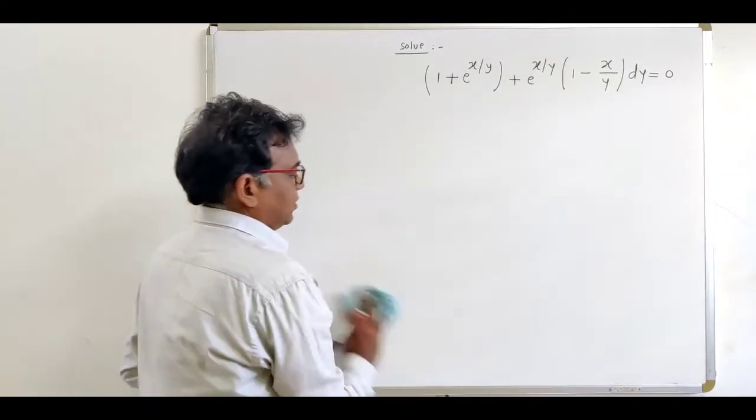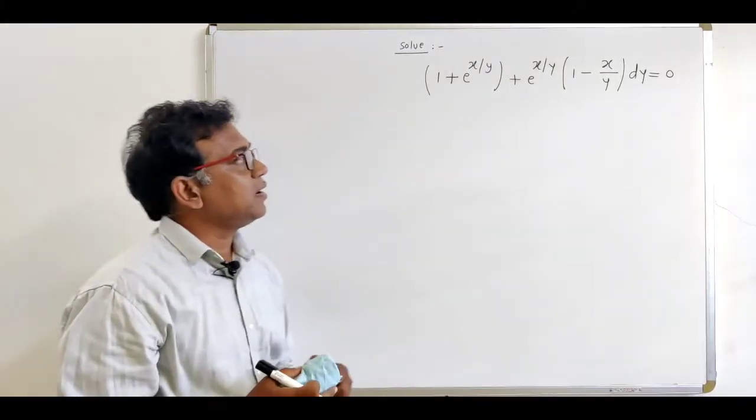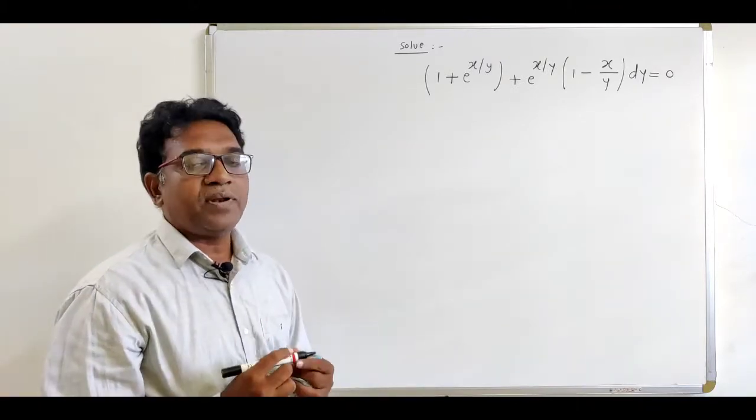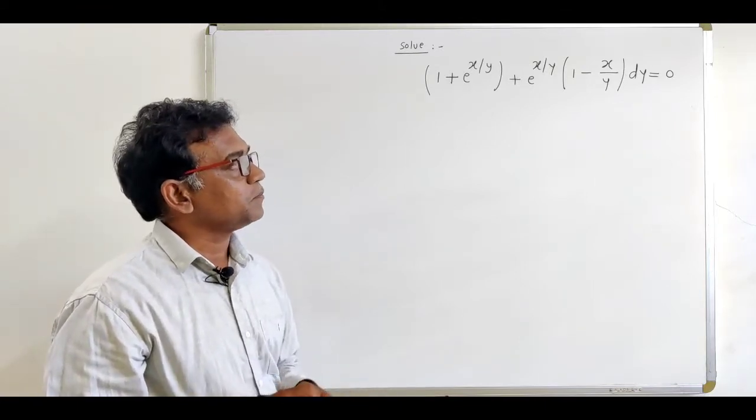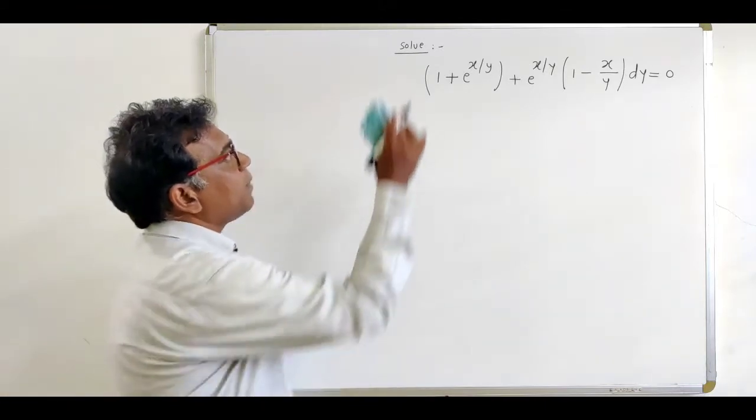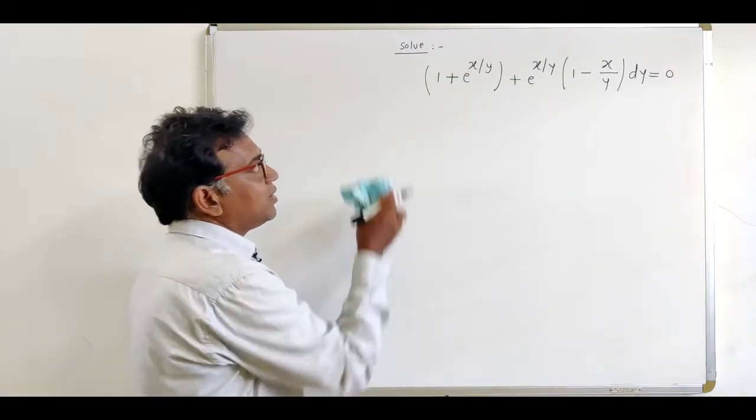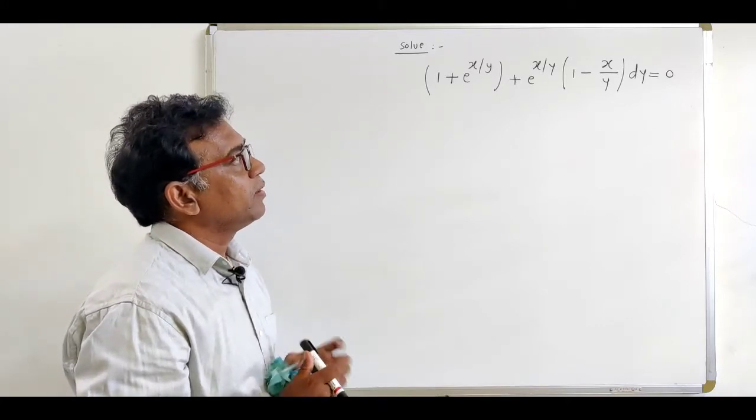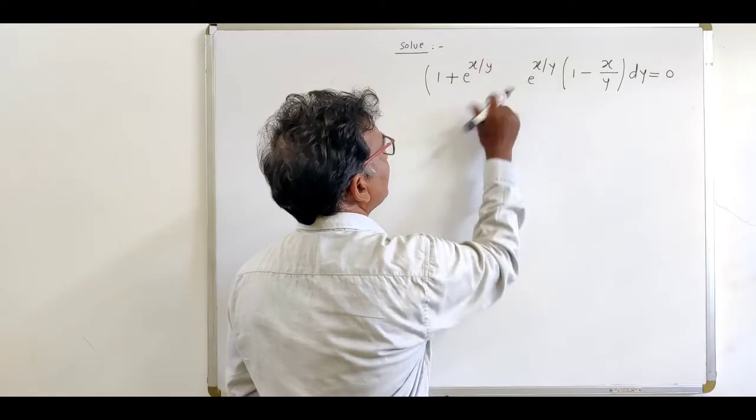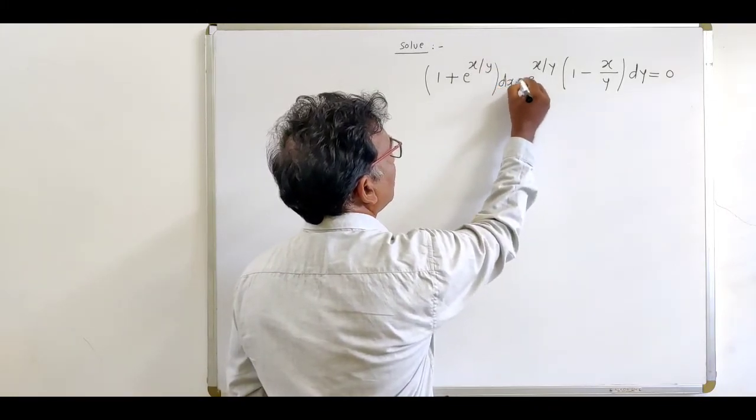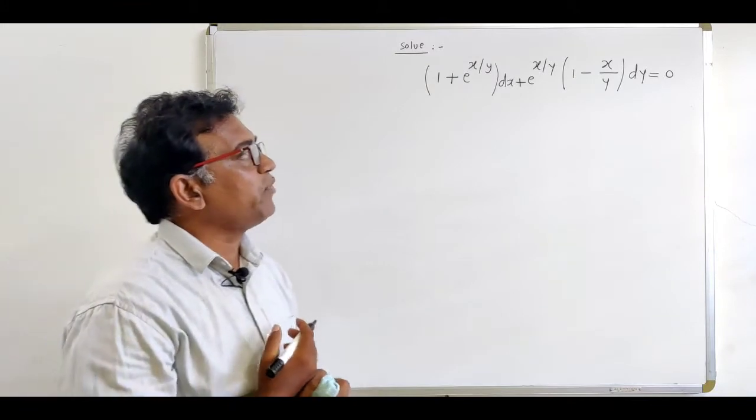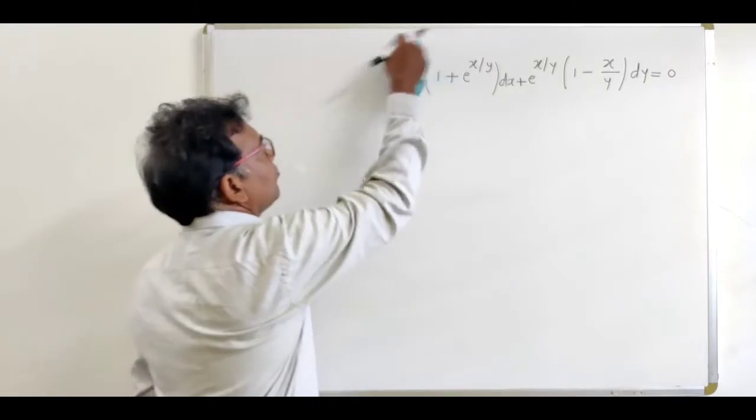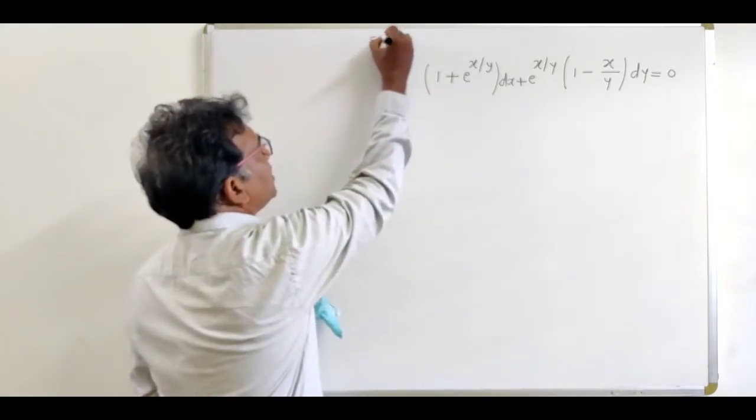Now also we have seen two examples for exact differential equation. Now let us study some more examples on exact differential equation. So this is our third example. Solve the differential equation (1 plus e raised to x upon y) dx plus e raised to x upon y (1 minus x upon y) dy equal to 0. So this is the given differential equation.